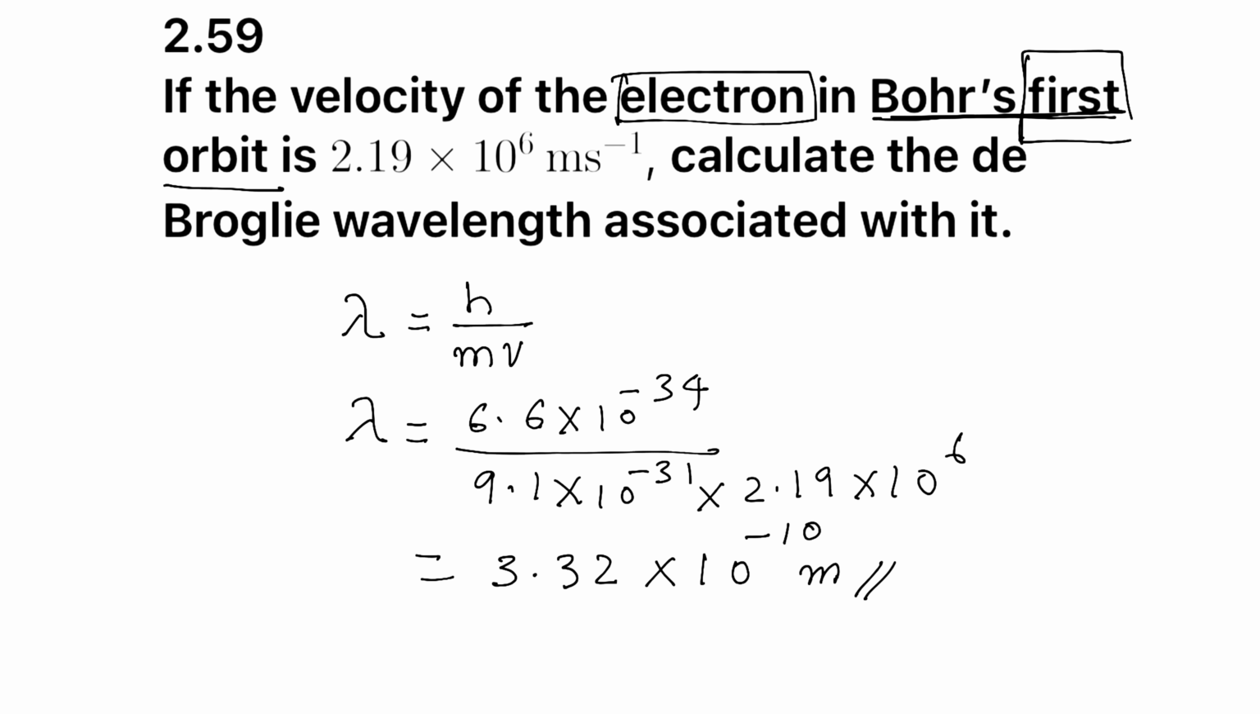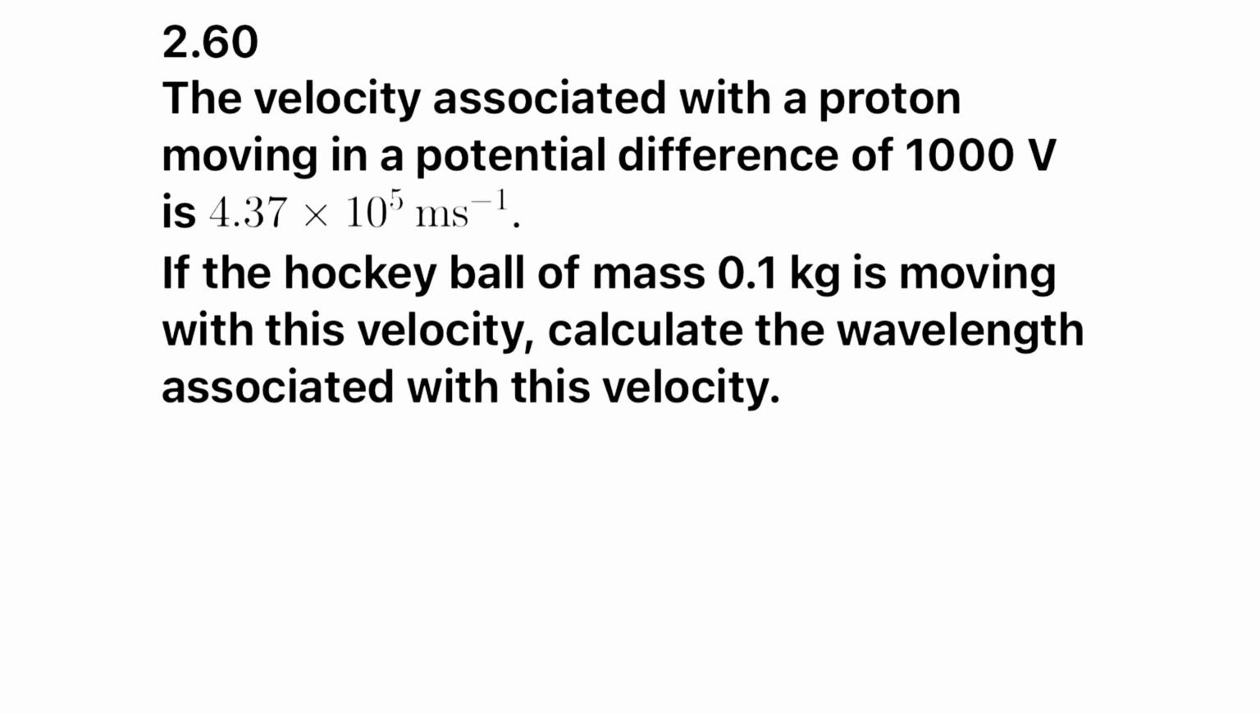Okay, that's it. The velocity associated with a proton moving in a potential difference of 1000 volt is 4.37 into 10 raised to 5 meter per second. If the hockey ball of mass 0.1 kg is moving with the velocity, calculate the wavelength associated with the velocity. See here an object is given, hockey ball, mass is given, they ask wavelength. Remember, wavelength associated with a particle, always go for lambda is equal to h by mv. Don't use any other equation, okay?